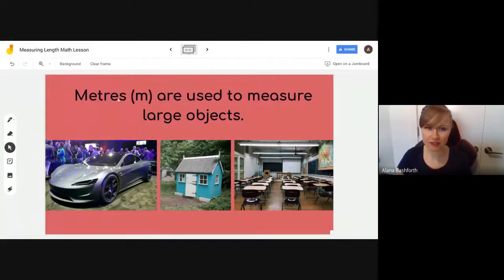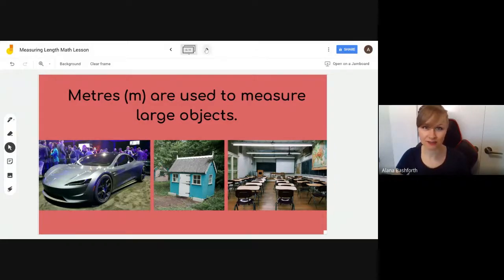So examples of things that you might measure in meters: you could measure the car. You could measure this little playhouse shed thing. You could measure the classroom. I know that's not our classroom, but it's just a classroom.